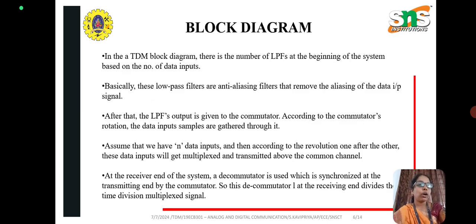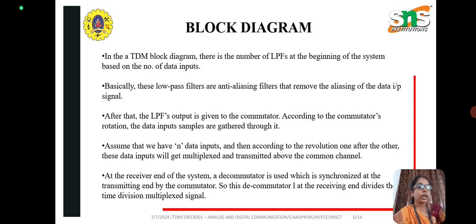In the TDM block diagram, a number of low pass filters are present at the beginning of the system, based on the number of inputs. Basically, the low pass filters are anti-aliasing filters that remove the aliasing of the data input signal. After that, the low pass output is given to the commutator. According to the commutator's rotation, data input samples are gathered through it.